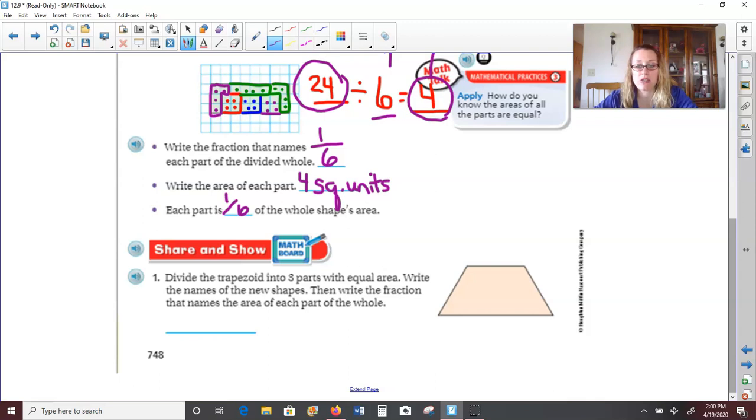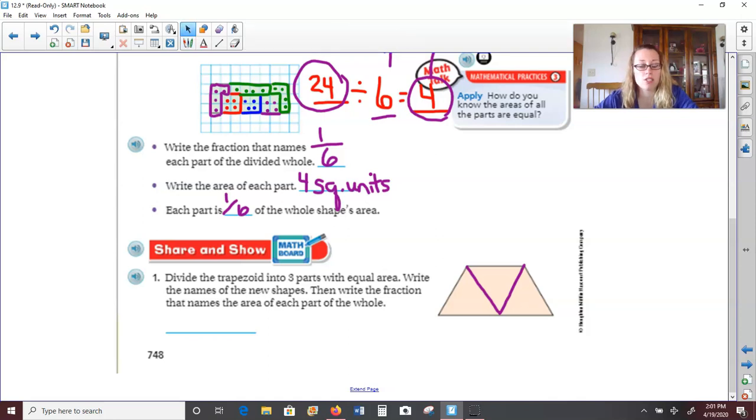as we continue on. So down to the share and show, it says to divide the trapezoid into 3 parts with an equal area. Write the names of the new shapes. Then write the fraction that names the area of each part of the whole. So looking at this trapezoid here, we need to split it into 3 parts. We have to be careful when doing this. I see 3 triangles that I can create out of this trapezoid.